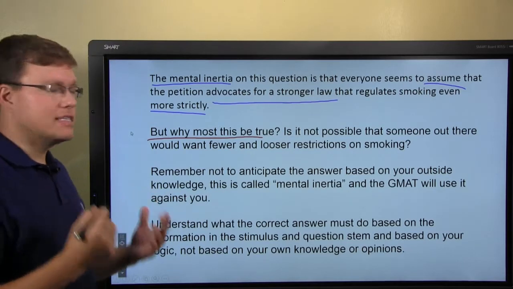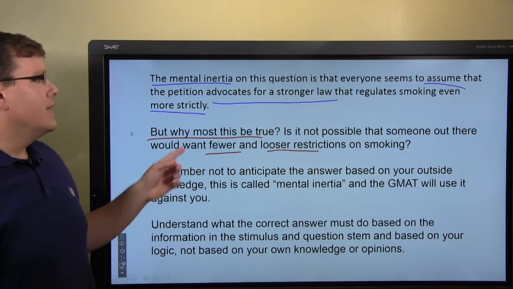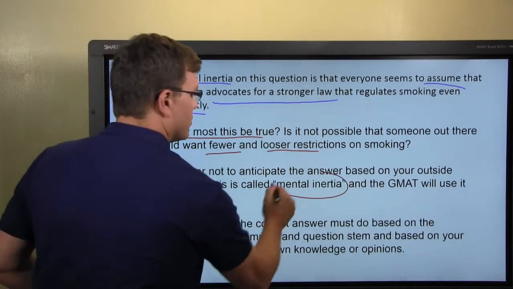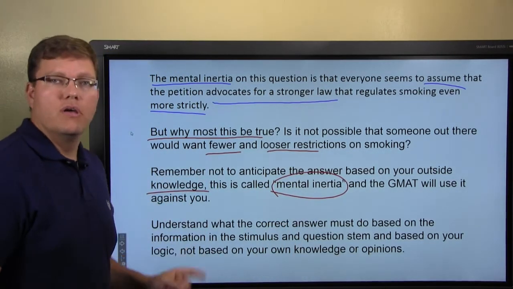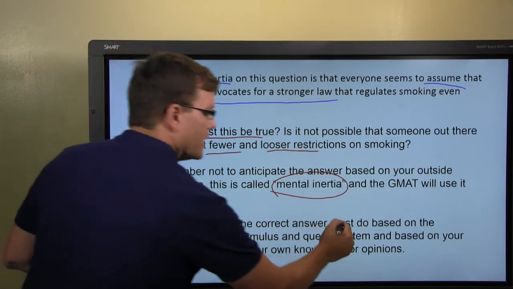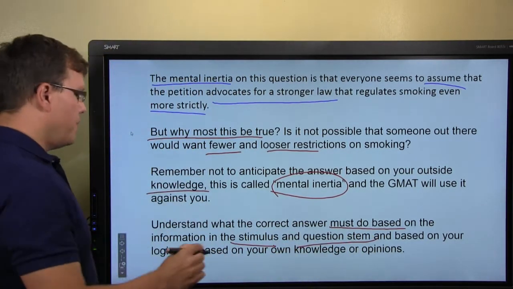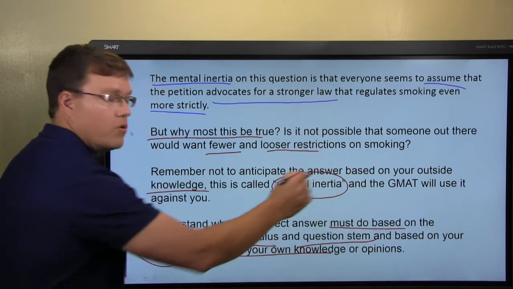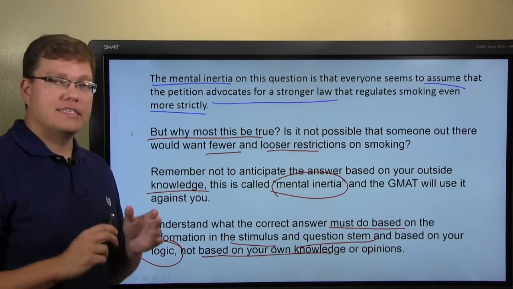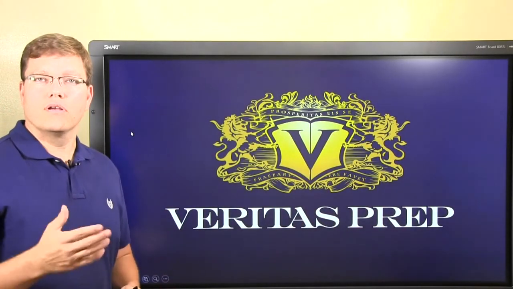Is it not possible that someone out there would want fewer and looser restrictions on smoking? Remember, not to anticipate the answer based on your outside knowledge. This is called mental inertia, and the GMAT will use it against you. You understand what the correct answer must do based on the information in the stimulus and the question stem, and based on your logic, not based on your own knowledge or opinions. So watch out for the mental inertia, and stay away from using your own opinions and outside knowledge. And this is a great question for doing that.